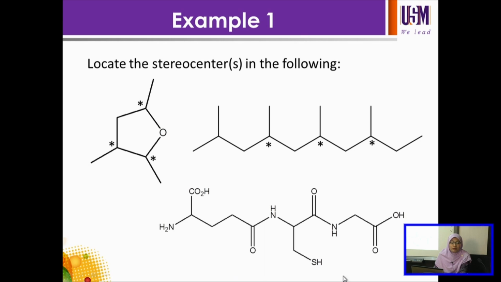What about this compound? That is much more complicated. From all of this compound, with this carbon and other atoms such as nitrogen and silicon, you will see that there are actually only two stereocenters. These 2 are chiral carbon atoms, because these carbons are tetrahedral and attached to 4 different groups, while this nitrogen is not tetrahedral. Also, this silicon is not tetrahedral.